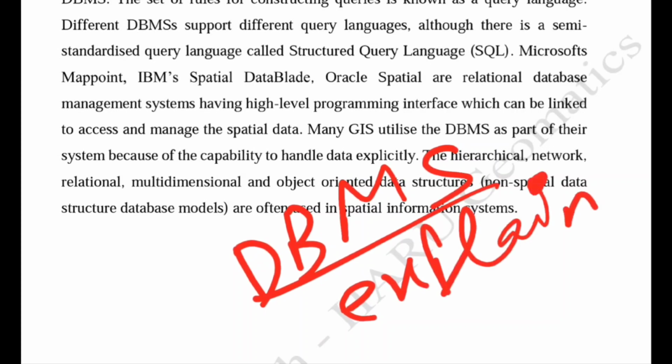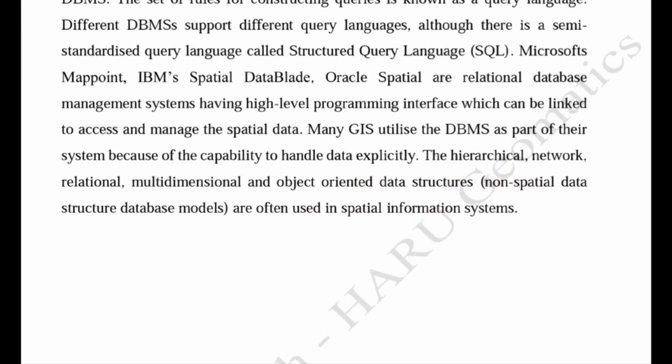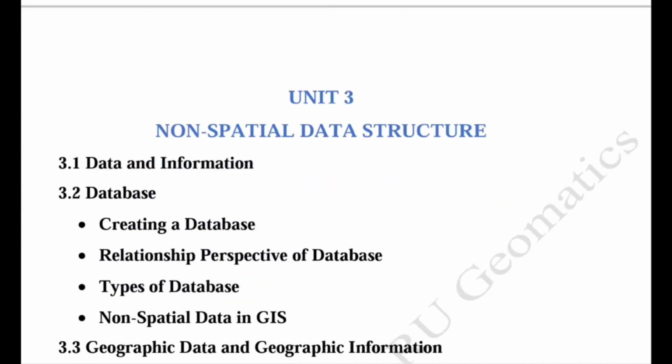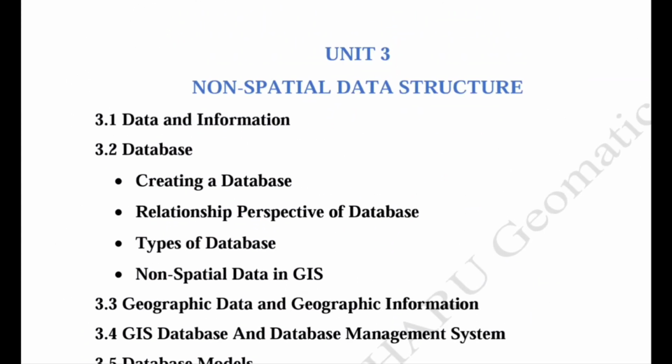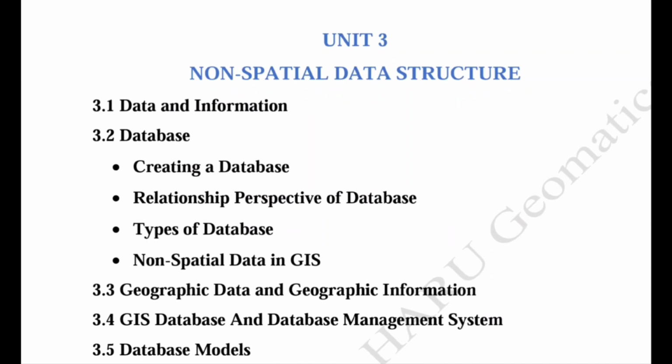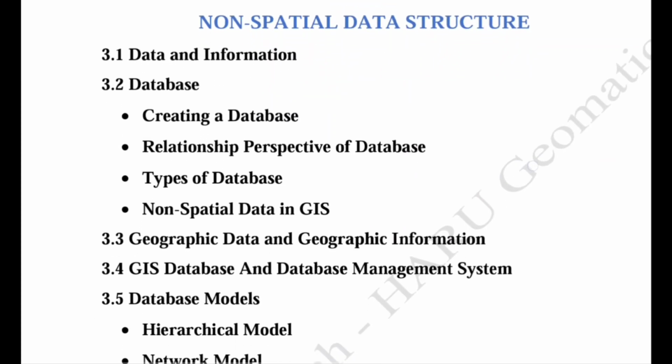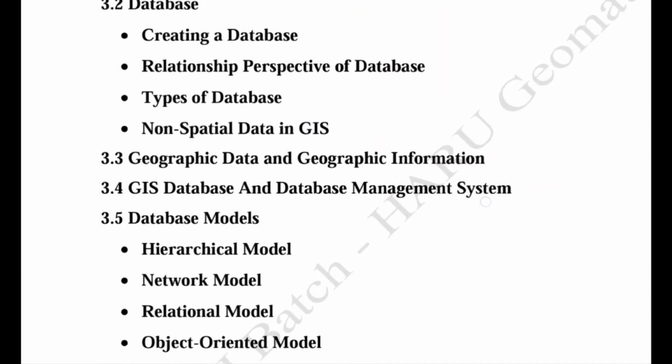We will fully explain what the types of DBMS are, why it is required, and its advantages and disadvantages. We have to study all this DBMS in unit 3. So what will we study in unit 3? Non-spatial data structure. In this unit we will study data and information, and what information is. After that we will study the database: how to create a database, the relationship perspective of a database, types of database, non-spatial data in GIS, and the significance of these databases. We will study all this in 3.2.